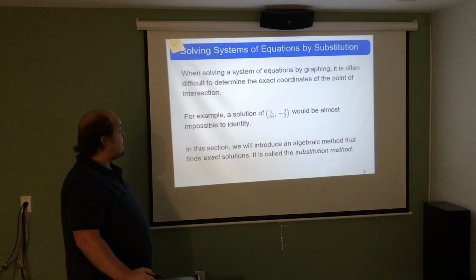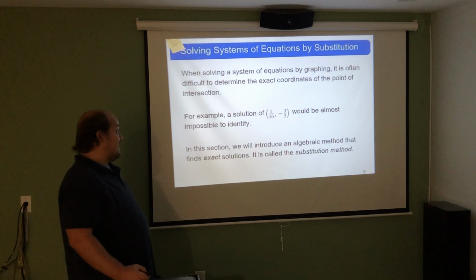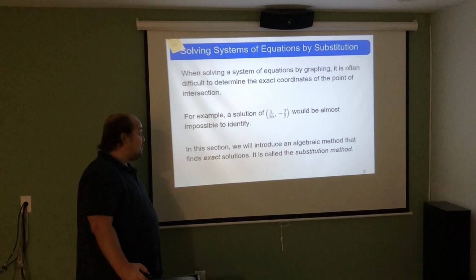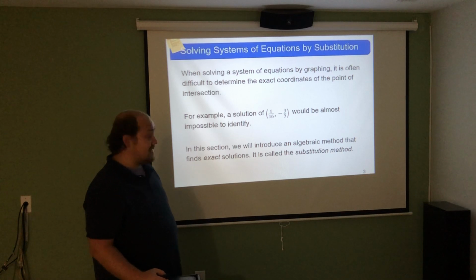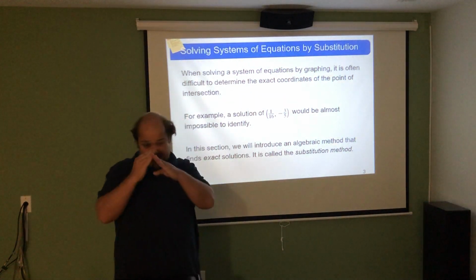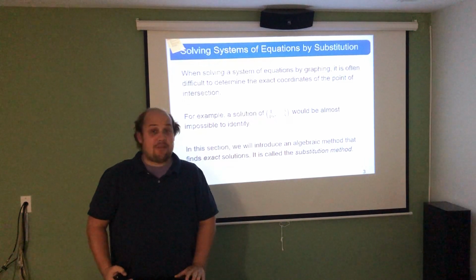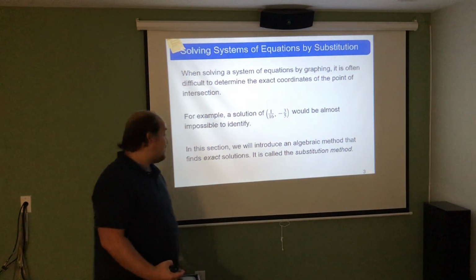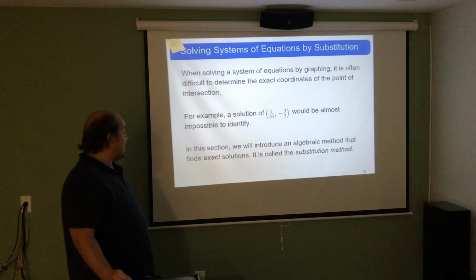When solving systems of equations by graphing, it's often difficult to determine the exact coordinates. For instance, if the solution was 1/16, -3/5, there's no real way that you'd be able to tell exactly where it is if you were trying to do it by hand. Whereas with the substitution method, we could find an exact answer like this.